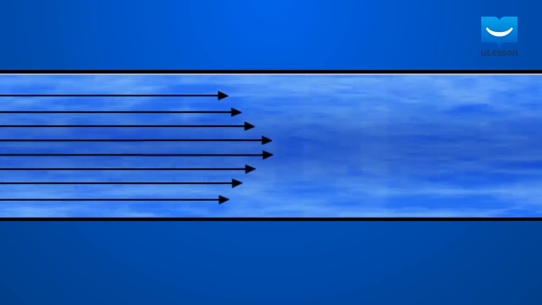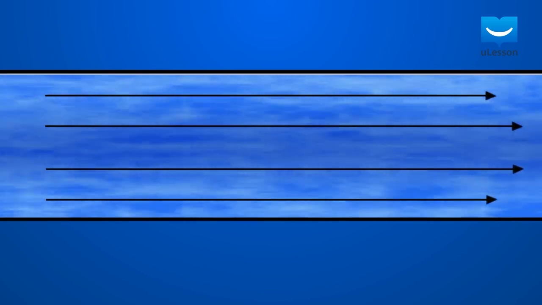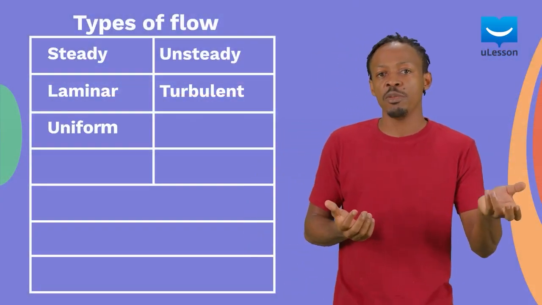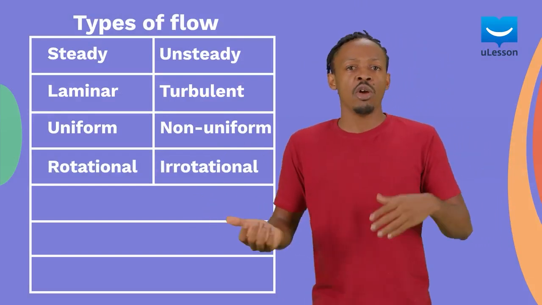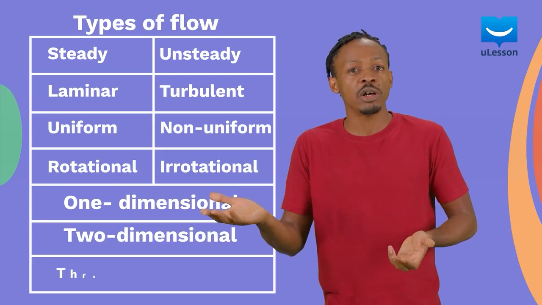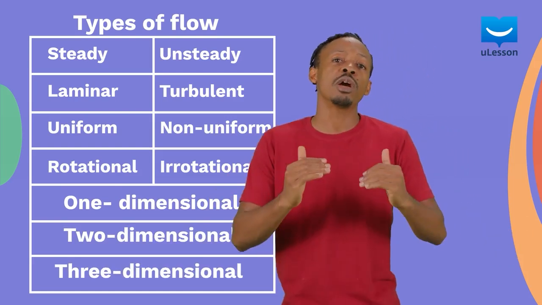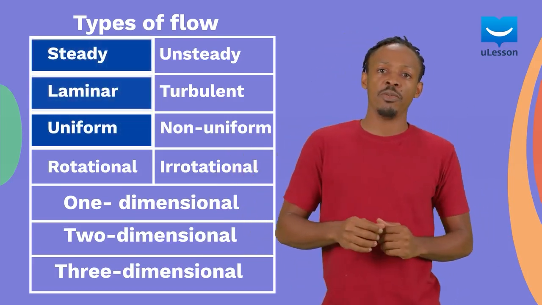By convention, when we draw streamlines close together, we are showing that the fluid velocity is high at that point. And when they are far apart, then the velocity is low. Flows may also be described as uniform or non-uniform, rotational or irrotational, one-dimensional, two-dimensional, three-dimensional, and so on. As a result, the flow can be described as a uniform, steady, laminar flow, for example.